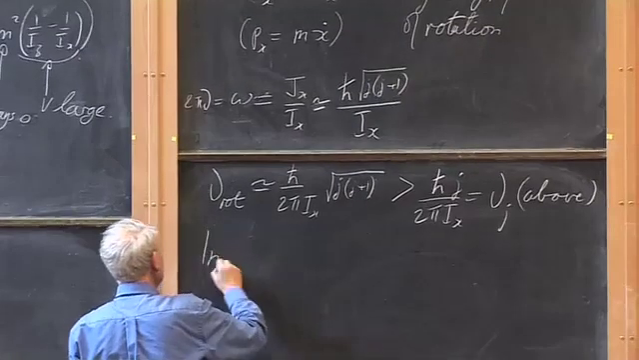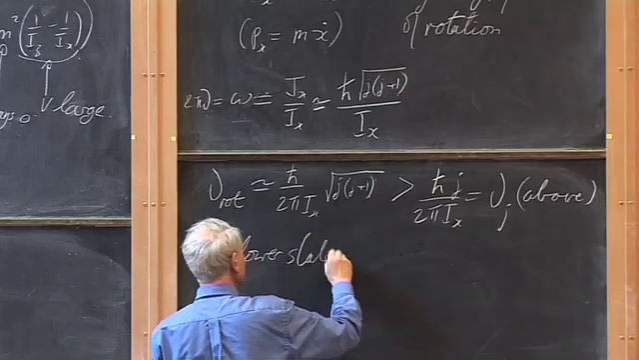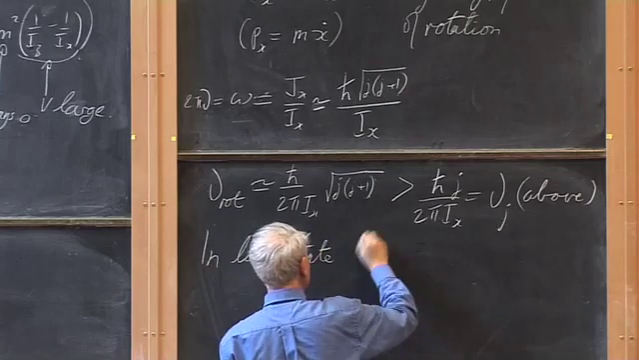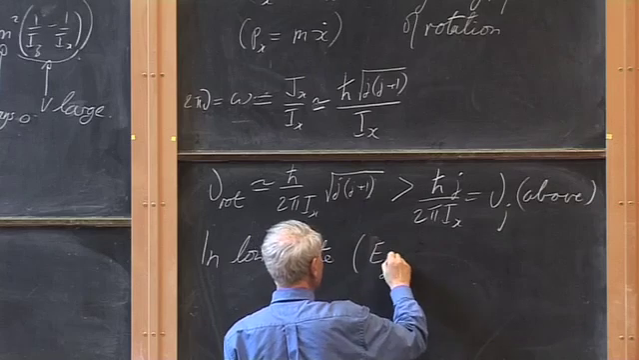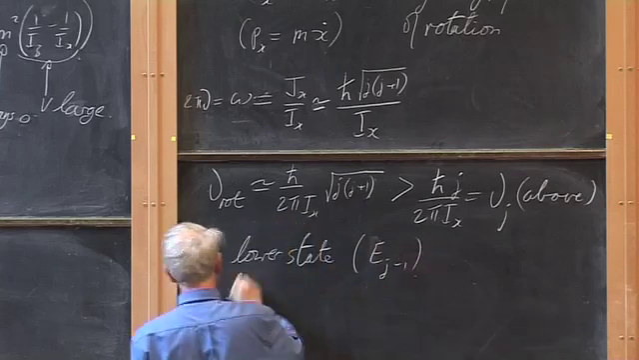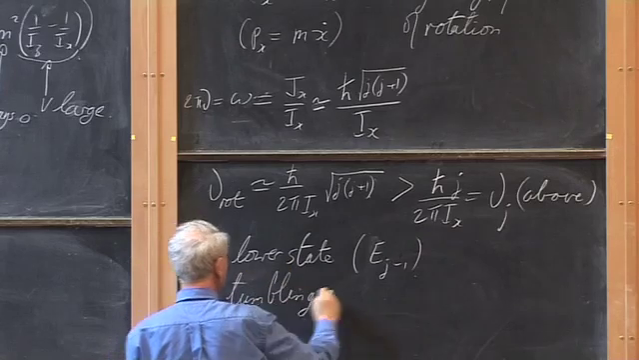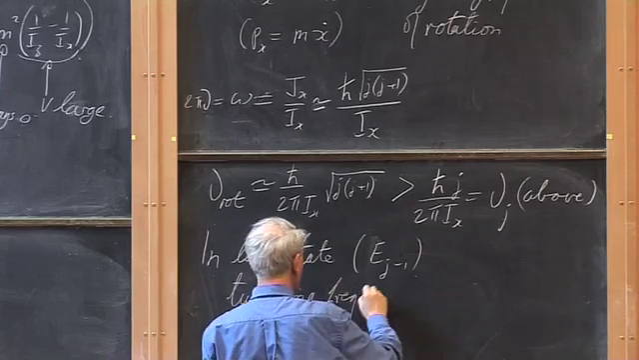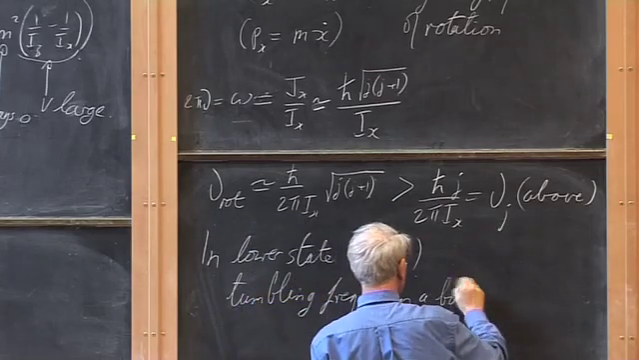So in the lower state, that's when j, well, E_{j-1}, the tumbling rate is just a bit lower.